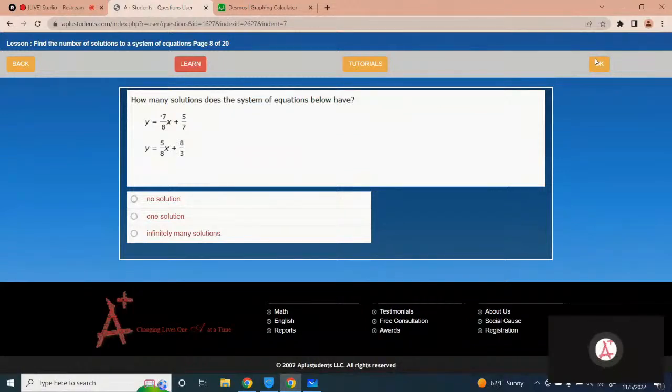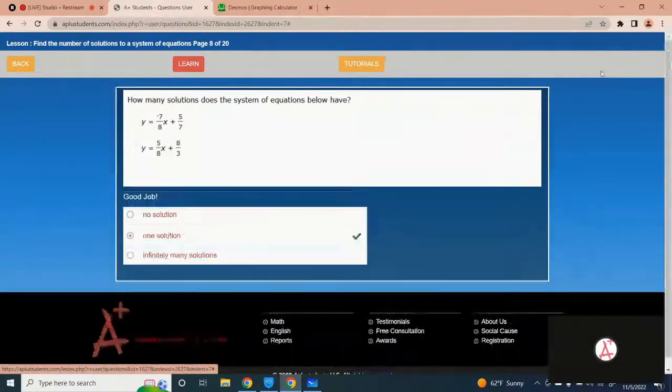Okay, how many solutions does the system of equations below have? y equals negative 7 by 8x plus 5 by 7 and y equals 5 by 8x plus 8 over 3. Okay, so both the equations have different slopes. When the slopes are different, that means the system has one solution. Got it?